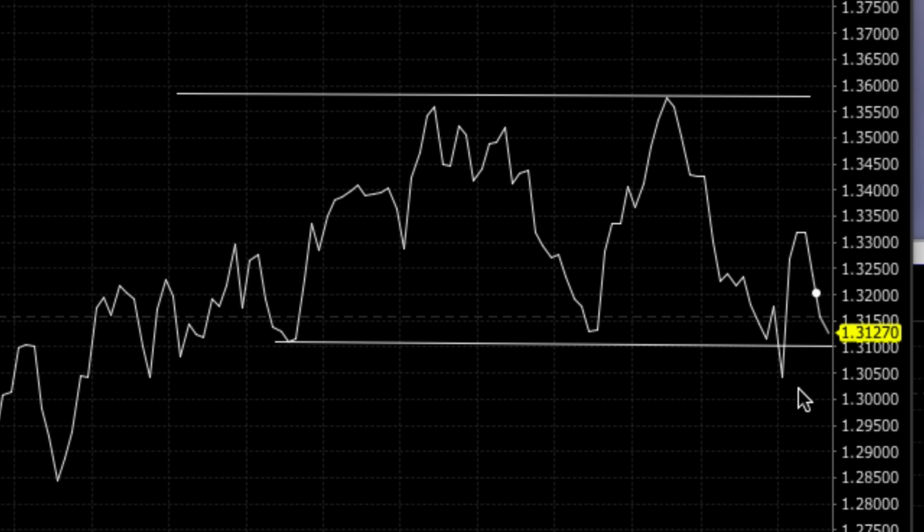You set your stops below the range. If you're short, you set your stops above the range. All right. That's just something to think about. I do want you to play around with the stops. Start setting some stops, because here's what you're doing.